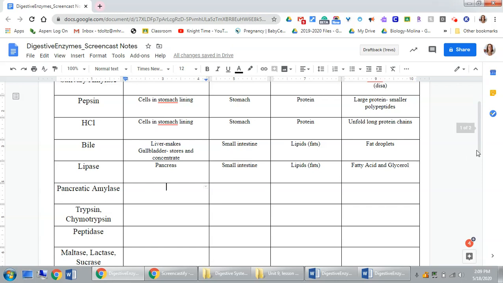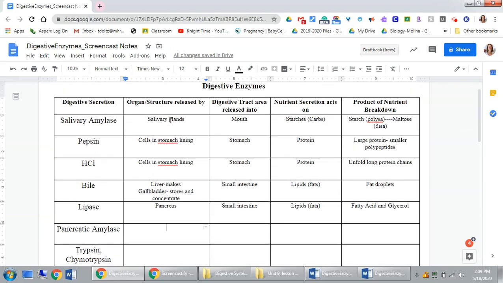Next one, pancreatic amylase. Maybe it reminds you of something we talked about up here, amylase. But this one's pancreatic. So guess what? Instead of making it in the salivary glands, we're going to make it in the pancreas.